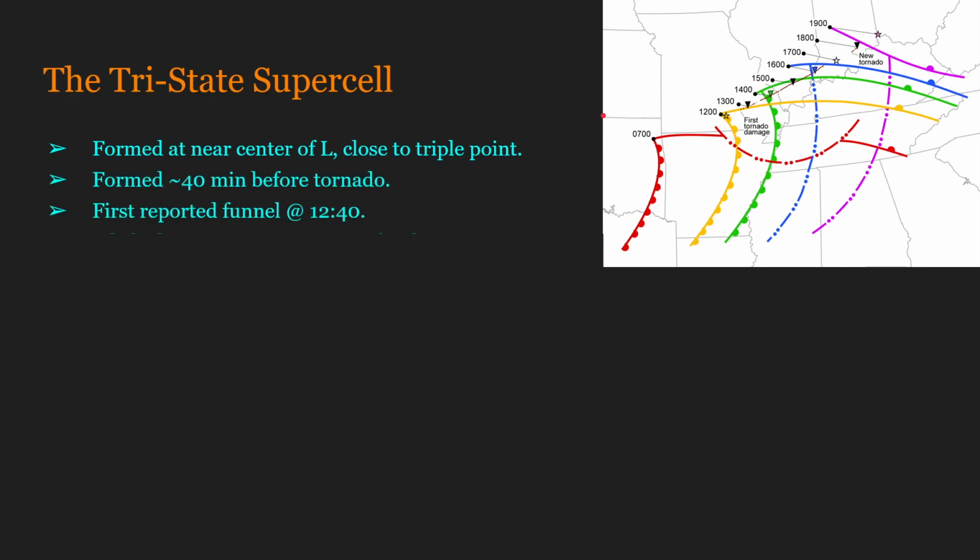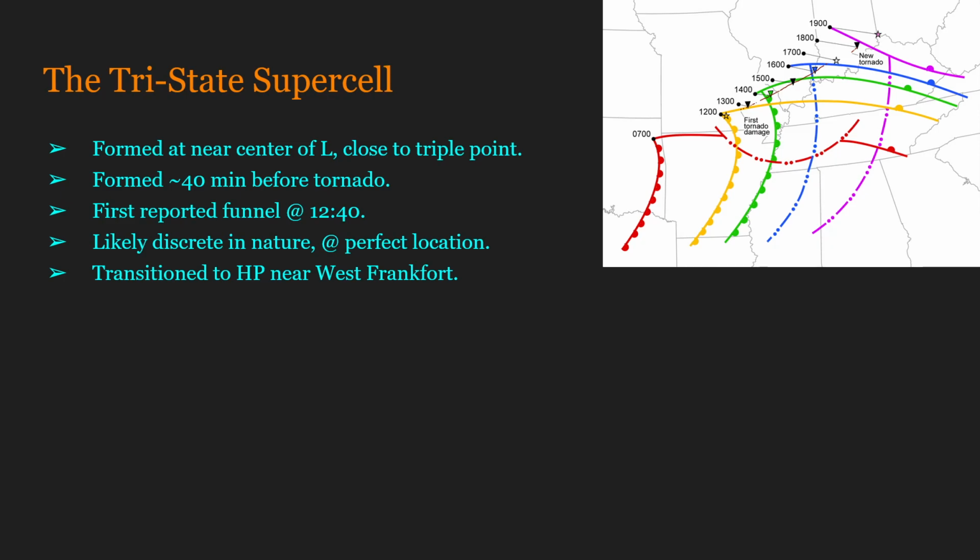The supercell would first obviously start off as a thunderstorm before getting a rotating updraft and then becoming a supercell. It first formed around 40 minutes before the first evidence of tornadic damage and tornado reports. More specifically, reported funnel clouds. And as you can imagine, as I wrote here already, the first reported funnel cloud from the supercell was at 12:40. So this storm started off at around noon Central Daylight Time.